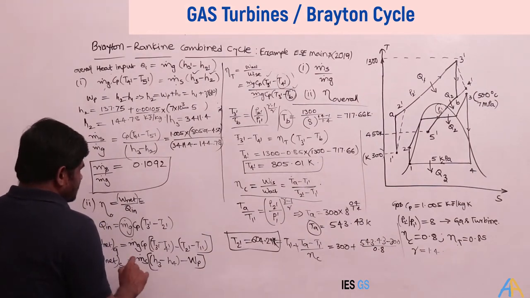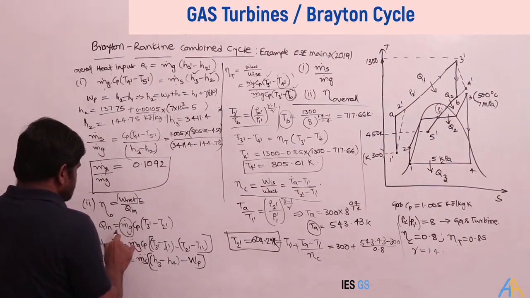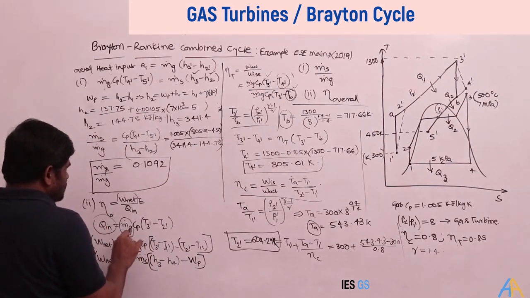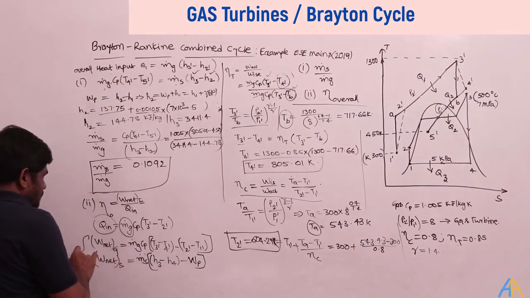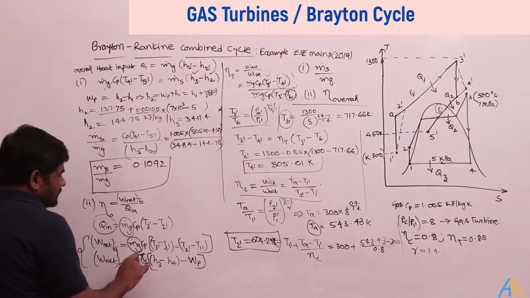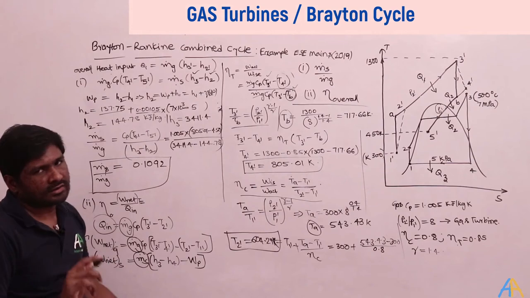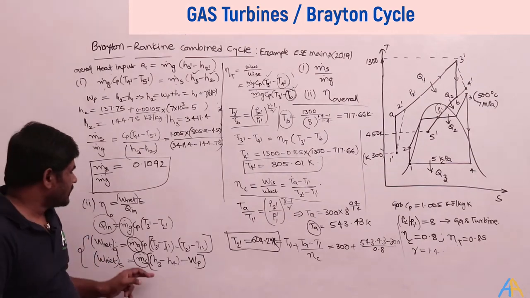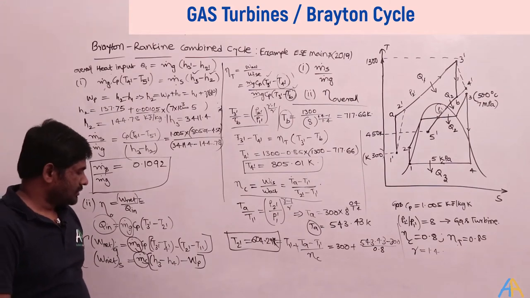See here, what is happening? These Q input is in terms of MG, okay. But whereas W net is a summation of these two: the first one is in terms of the MG, the second one is in terms of the MS. How will you add? That is a tricky one. Everything I need to convert into MG so that everything will be cancelled out, okay.